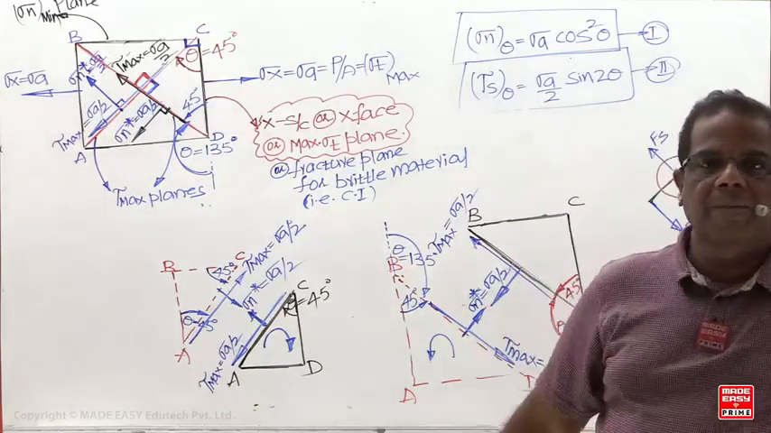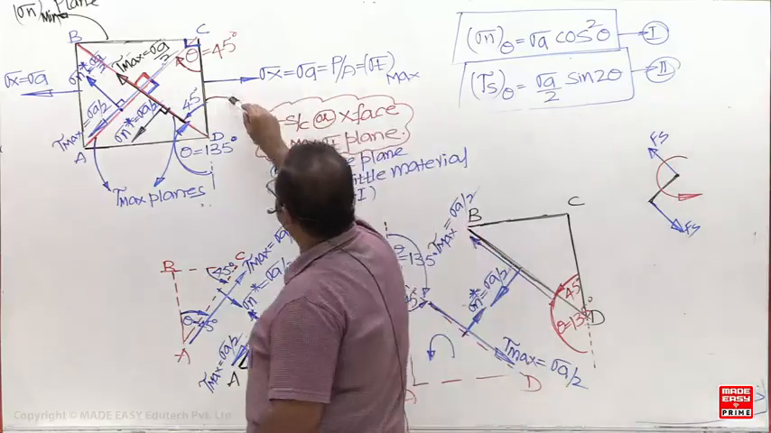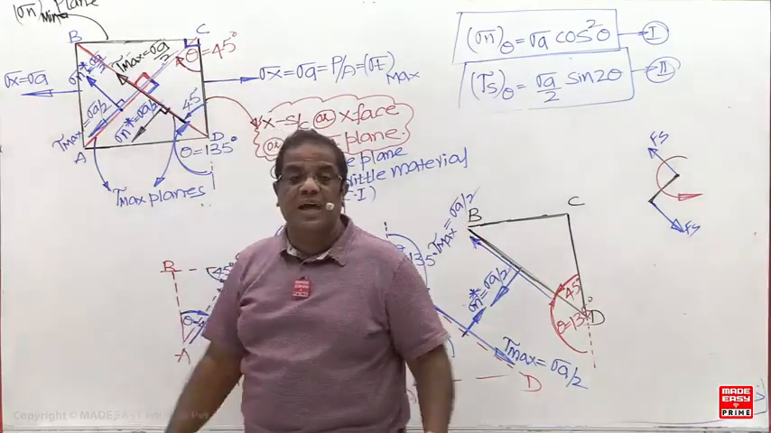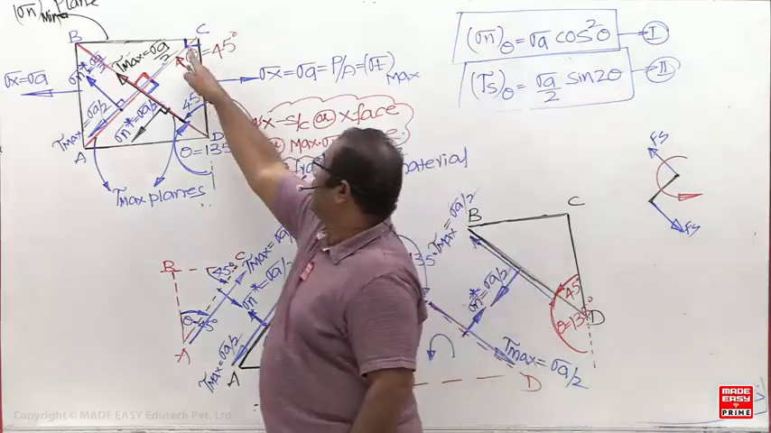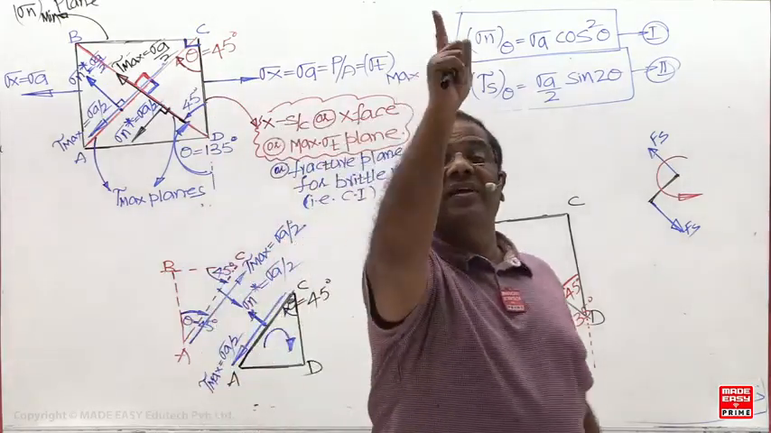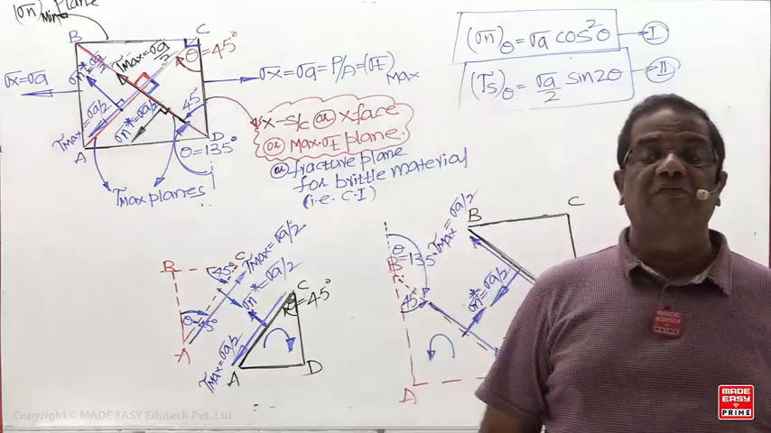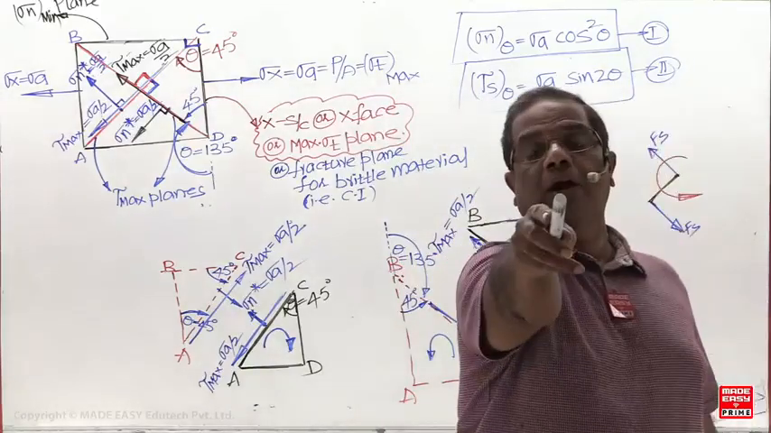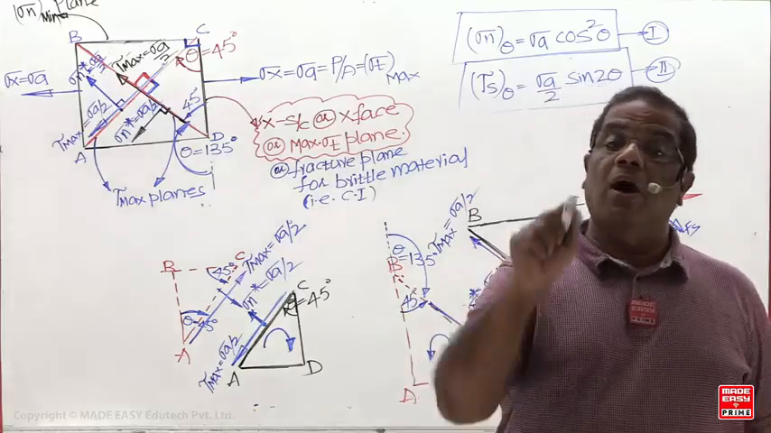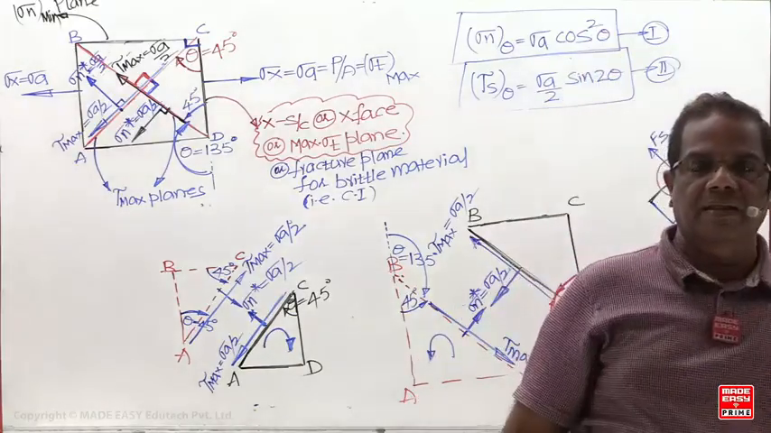Next, you can see it now. What is the angle between these two planes? 90 degrees. This plane is the principal plane. Wherever shear stress is 0, they are called the principal planes. What is the angle between principal planes? 90 degrees. So principal planes are always at 90 degrees. So what is the other name for principal plane? Complementary plane. Complementary means mutually perpendicular plane. Principal planes are always mutually perpendicular planes.